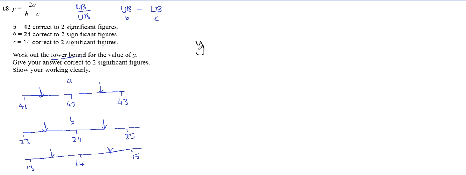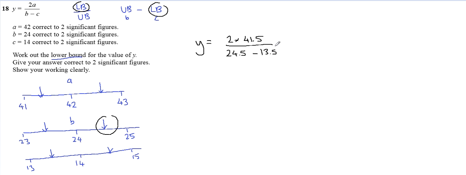So we want to minimize this. We want the lowest values here. So it's going to be 2 times 41.5. That's the top. That's the lower bound of 2a. Okay, so we need the upper bound of b. So that's going to be this one. So that's going to be 24.5. And we're going to take away the lower bound of c. So that's going to be 13.5.